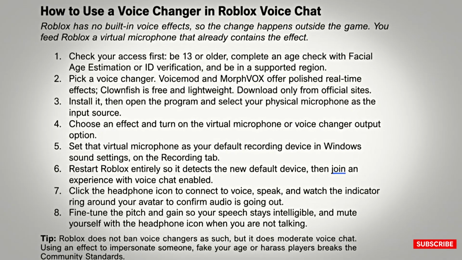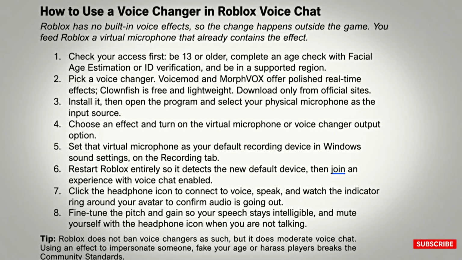Choose an effect and turn on the virtual microphone or voice changer output option. Set that virtual microphone as your default recording device in Windows Sound Settings on the Recording tab. Restart Roblox entirely so it detects the new default device. Then join an experience with voice chat enabled.